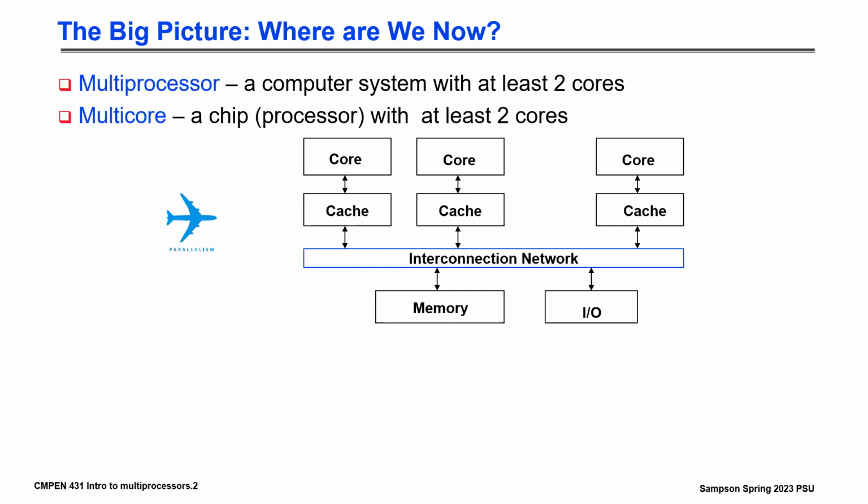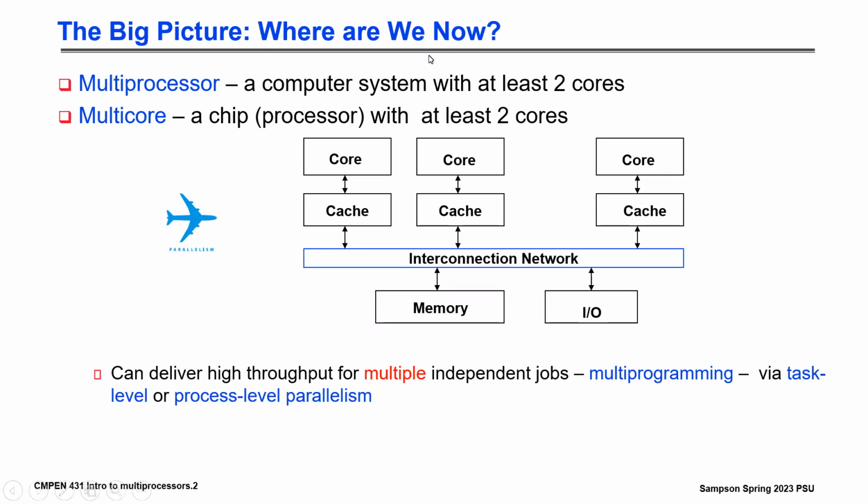Okay. So, definition: a multiprocessor is any computer system with at least 2 processors, right? This is not terribly complicated nomenclature, but we'll define it anyway.